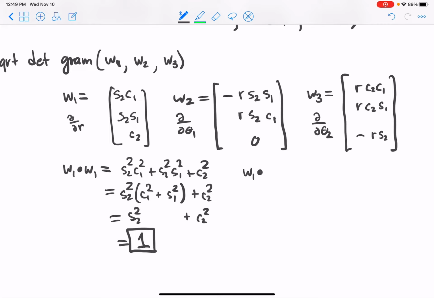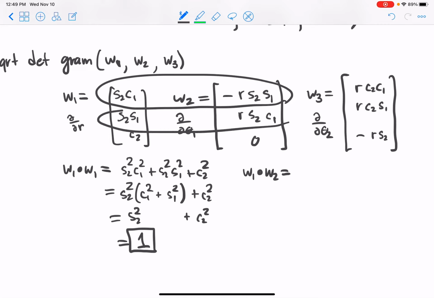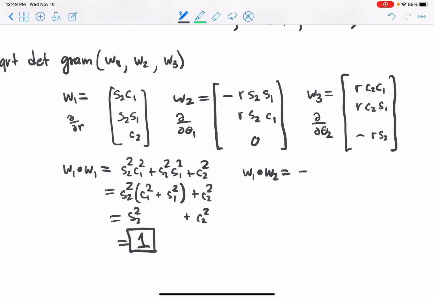Let's take W1 dot W2. That means I go here, plus here, plus here. And then if you stare at this long enough, you realize that these are the same, but with opposite signs, and they cancel. The last term is C2 times 0, which is a 0. And so this whole thing is a 0 dot product.